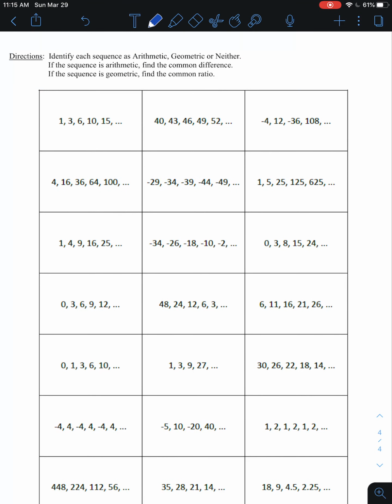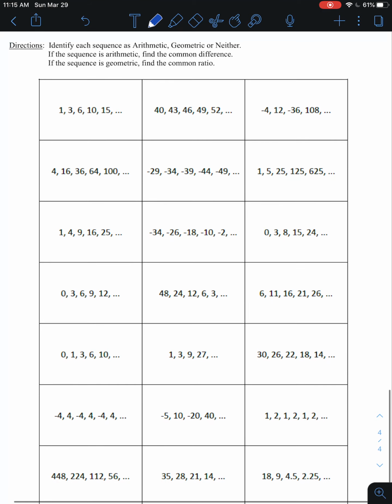If you take a look at the next page in your notes, it says to identify each sequence below as arithmetic, geometric, or neither. What I want you to do is write down an A if it's arithmetic, and if you think it's arithmetic, then you're going to list the common difference. So I'm going to do this first one with you.